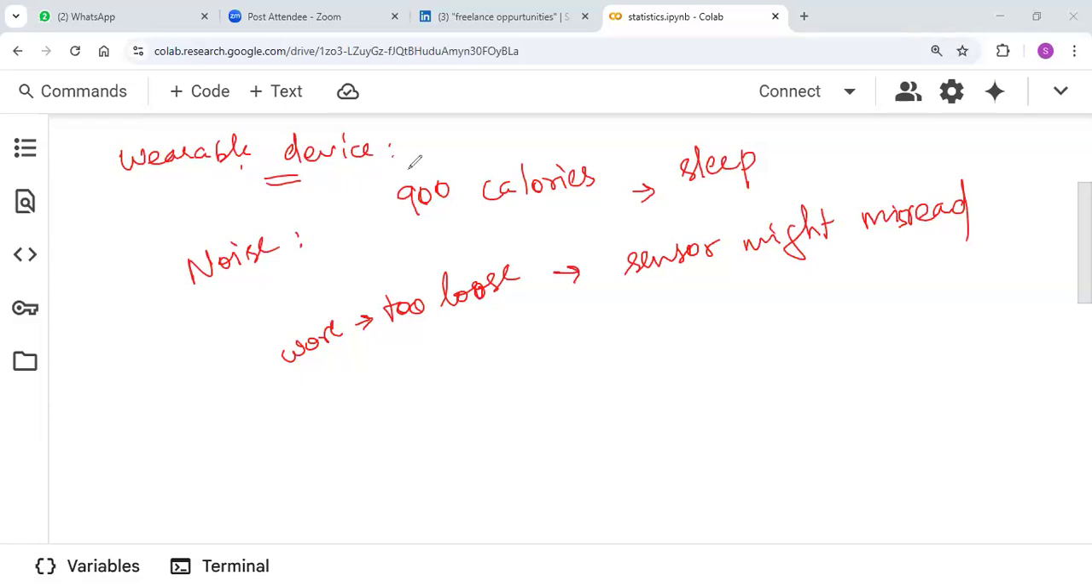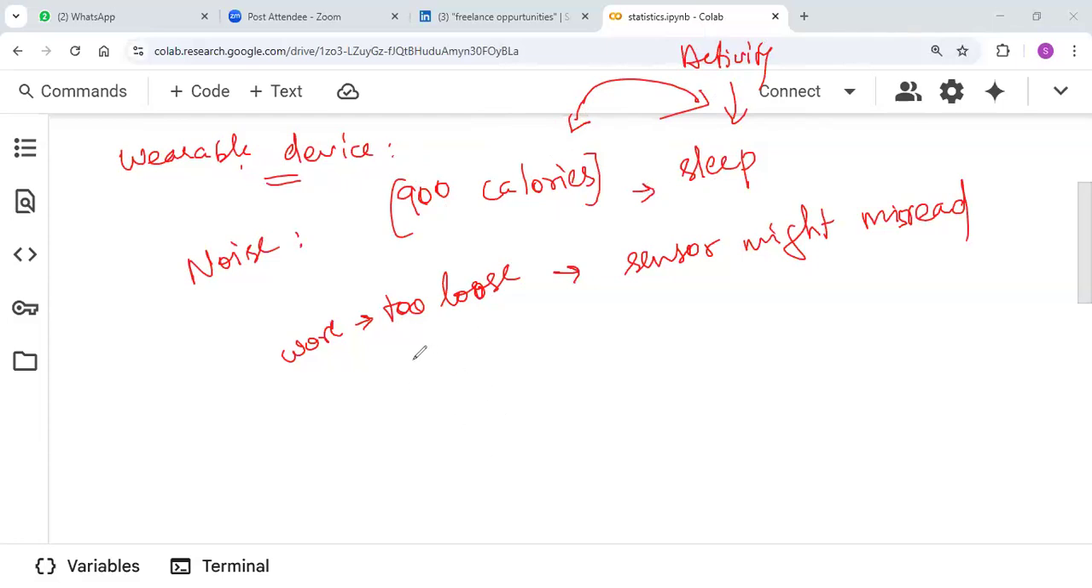So you can implement this. If such a type of data has been recorded, you do see that it is an irrelevant combination, right? When a person is asleep, it is recording 900 calories. So what is the activity that person is doing? The activity is sleeping, but the calories being burned are 900. It's completely irrelevant. So this is the irrelevant combination.